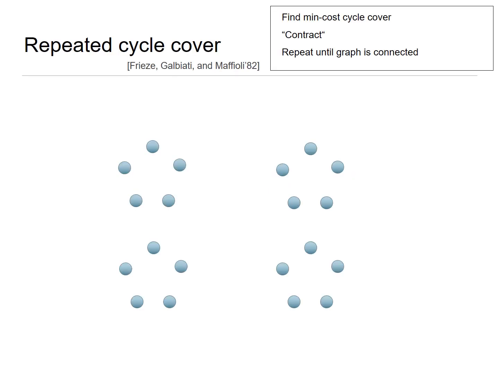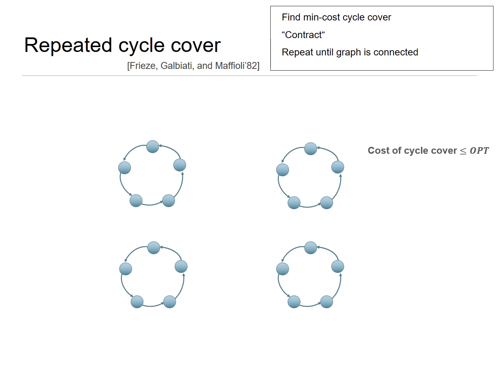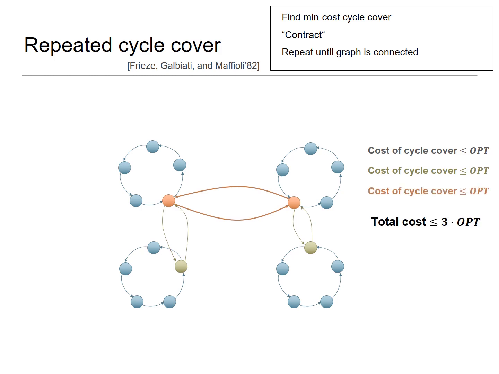Okay? So actually, let's look at this algorithm by Frieze, Galbiati, and Maffioli. Okay? We want to find the minimum cost cycle cover to begin with. So we find one. Okay? And the cost of this cycle cover is at most opt, because after all, opt is a cycle cover consisting of just one cycle. And then we contract. Here by contract, I mean that we choose one representative vertex from each cycle and induce on that. Okay, so now we find another min cost cycle cover. Again, this is bounded by opt. Again, we contract and induce and repeat. And we pay 3 times opt. And now the graph is connected.